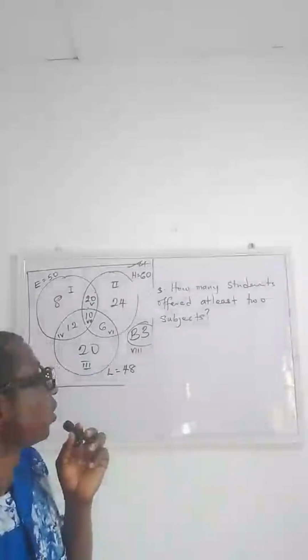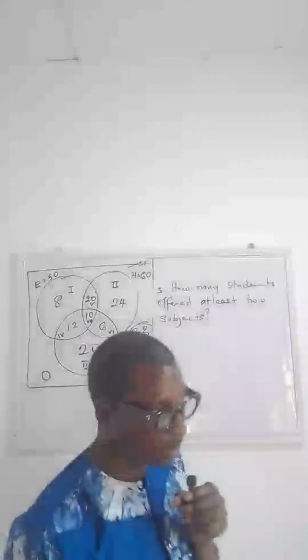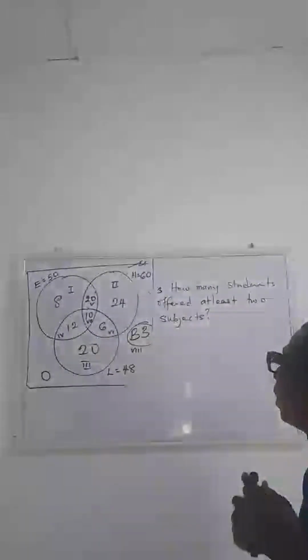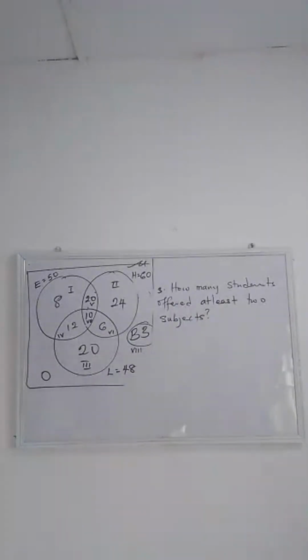Okay, all right, so now solve this and let's have your answer. How many students offered at least two subjects? Okay, so I'm waiting for your answer. Okay, I can see 38, 38, 48.